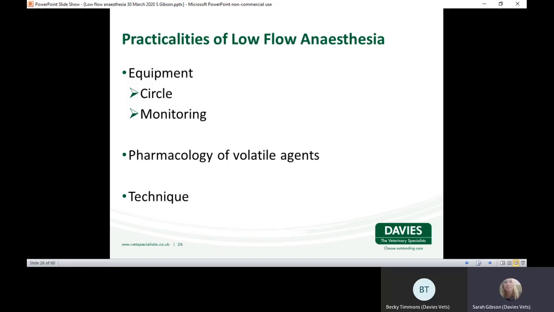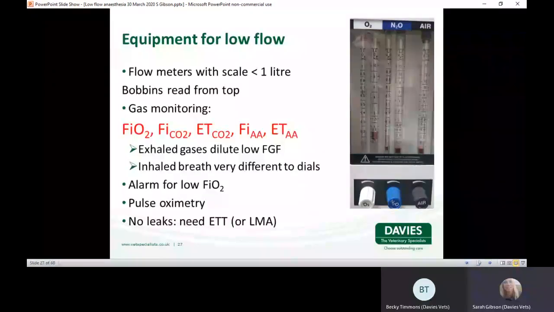I'll briefly mention the pharmacology of the volatiles and then the technique. So to be able to use fresh gas flows less than 1 litre a minute, the anaesthetic machine needs to have a scale lower than 1 litre per minute. In this photograph, you can see a separate glass tube to the left with a scale that goes from 0.1 to 1 litres per minute. If your machine doesn't have this, that's fine, but just don't go lower than 1 litre per minute. So remember to read bobbins from the top and balls from the middle, as accuracy becomes really important with low flows.